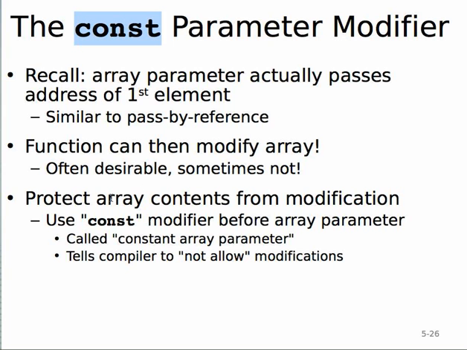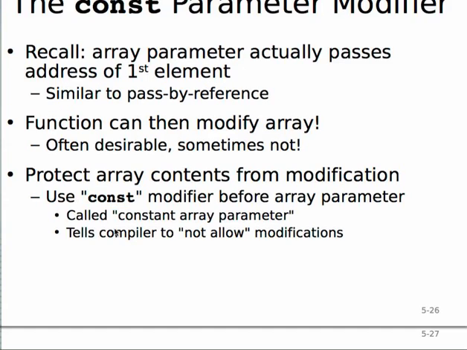Sometimes you do want to maybe just search in the array and not actually change the contents. If you want to protect the contents from modification, then definitely use the const modifier before the array parameter. This is called a constant array parameter, and it basically tells the compiler not to make any changes. And so if you try to write to any location in that array inside the function, you get a compiler error if you use const. Okay.